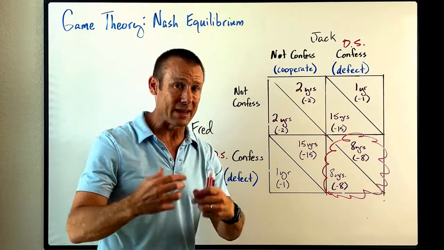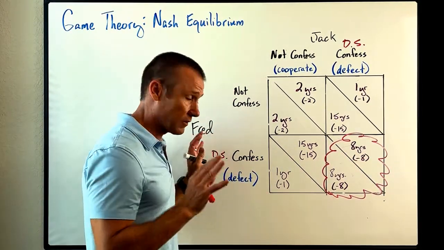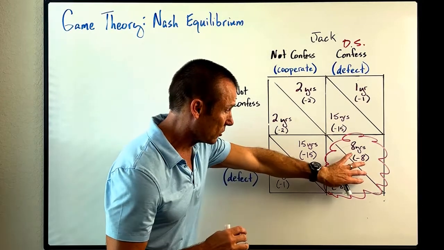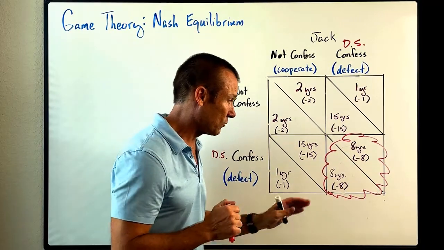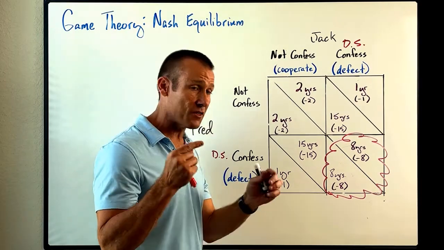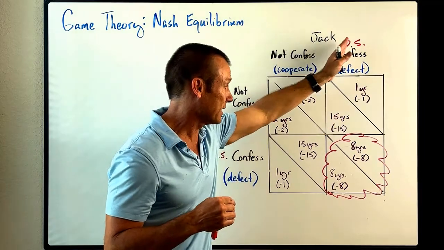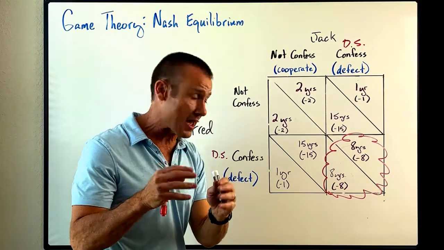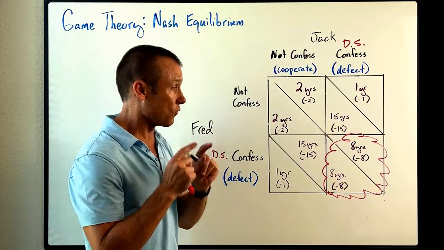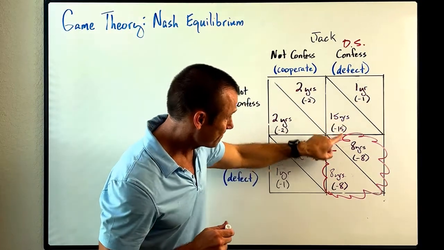So here's how we analyze it. We say, okay, we're right here, and now I'm going to do it from Fred's perspective. I'm going to say, look, would it be beneficial for Fred to change his strategy given the strategy Jack played to get here? Jack played confess. Given that, would it be beneficial for Fred to change to not confess? Well, no.